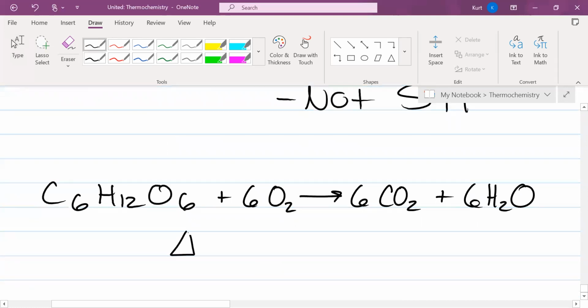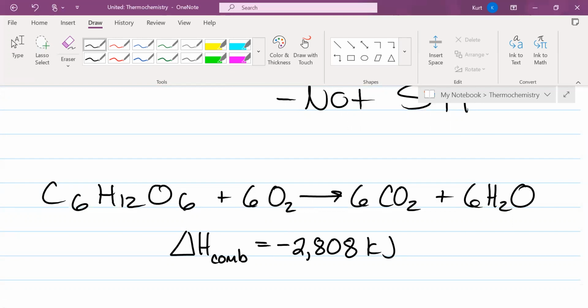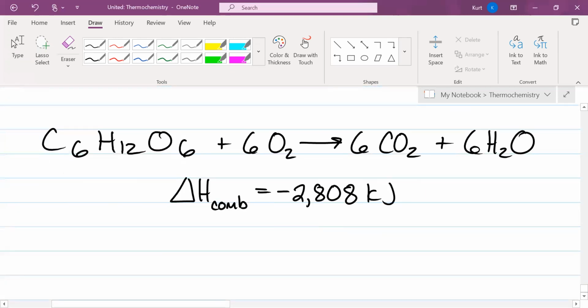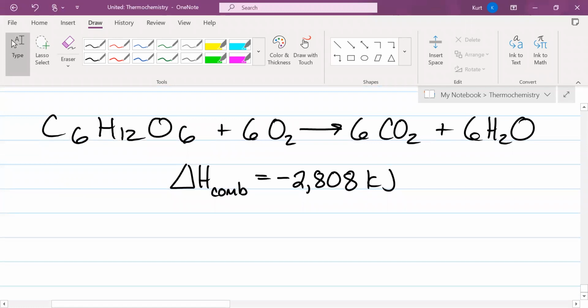The change in the enthalpy of combustion is negative 2,808 kilojoules. So by burning sugar, which is what cell respiration is all about, I know that I'm getting into the biology aspect of it, but by burning sugar, or I guess you could say by combusting it, you are producing that much energy. 2,808 kilojoules worth. Because that is energy being released. So it's gone. Right.